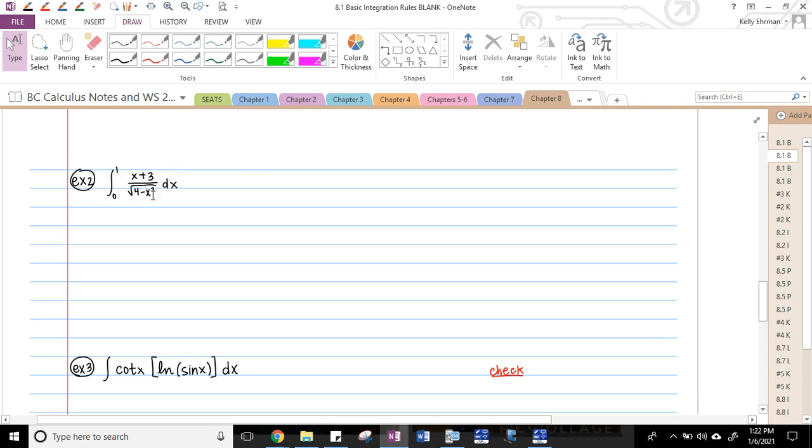You have a single term in the denominator, so you are allowed to split this into two integrals. You can say it's the integral from 0 to 1 of x over the square root of 4 minus x squared dx, plus, there's a 3 here, so plus the integral from 0 to 1 of 3 over the square root of 4 minus x squared dx. If you want to put the 3 out in front of your integral, you could do that too. So now it's like two problems in one.